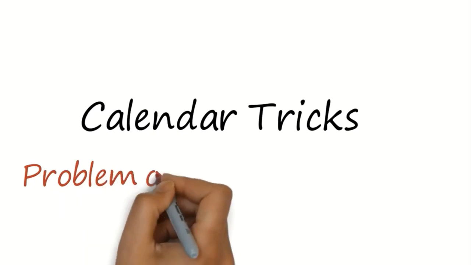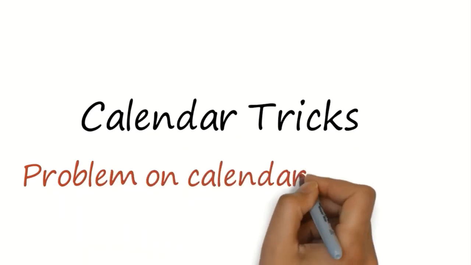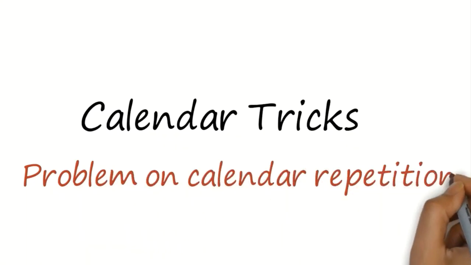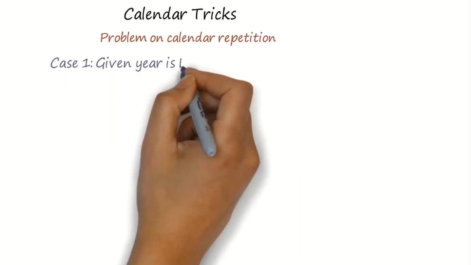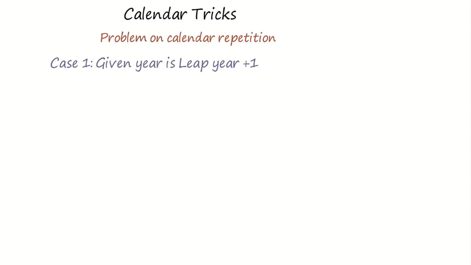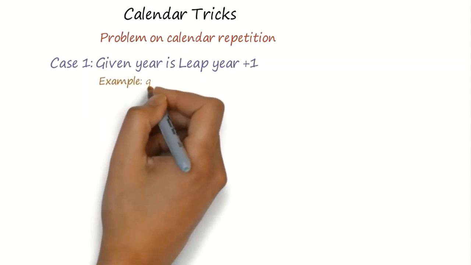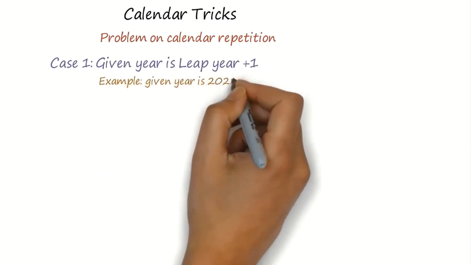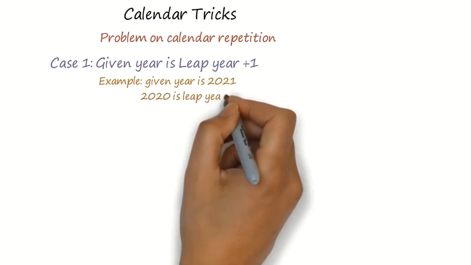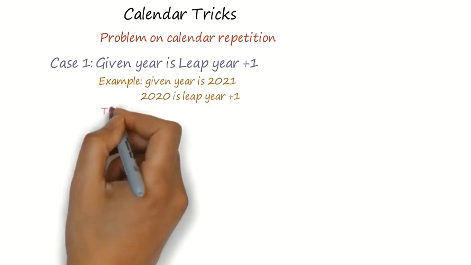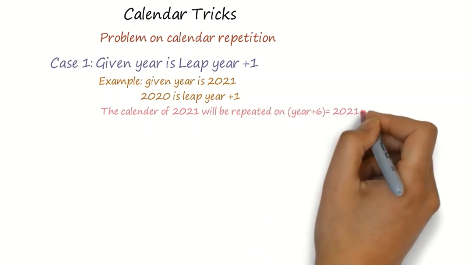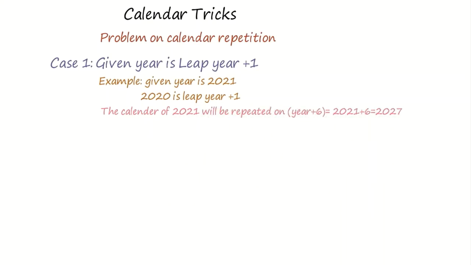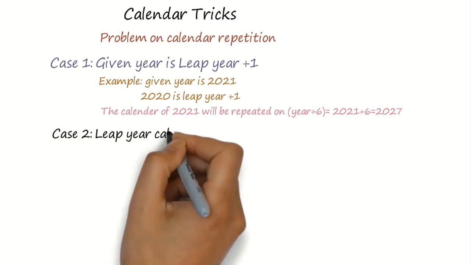Another important question on calendar could be based on calendar repetition. So keep in mind the three most common cases. Case 1. If the given year is the next year of the leap year, then that calendar will be repeated after 6 years from the given year. For an example, if the year given is 2021, since 2020 is a leap year, the calendar of 2021 will be repeated in the year 2021 plus 6, that is 2027.